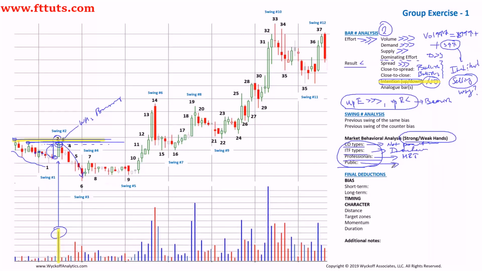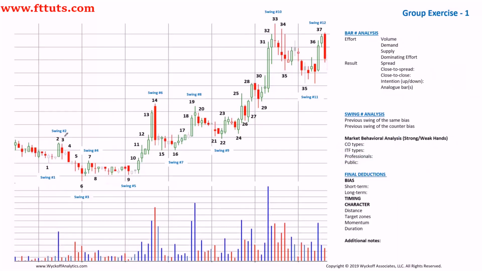And public, Nilesh, what do you think public is doing here? I think they are participating. They are buying. Yeah, they are buyers, exactly. So there are buyers on this particular bar. Okay, so the next thing that happens is bar number 3. And bar number 3 acts as a confirmation for the selling pressure that has come on bar number 2.